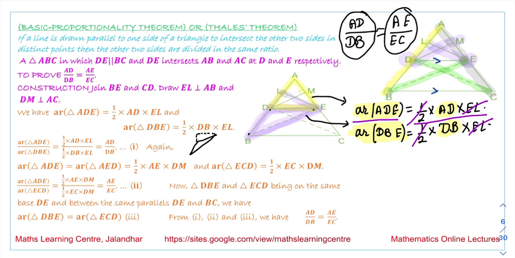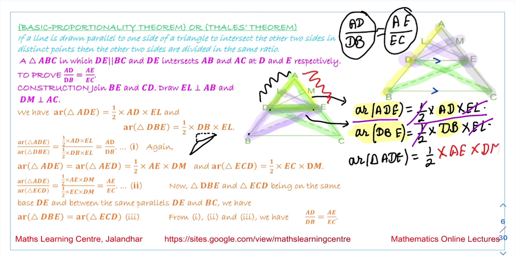Next we are talking about two triangles. One is the triangle ADE, the same triangle, and the second is the triangle EDC. So if we write the area of both these triangles, the area of triangle ADE is equal to half. Earlier we considered AD as the base. Now we are considering AE as the base, into, if this is the base, then DM will be the perpendicular.